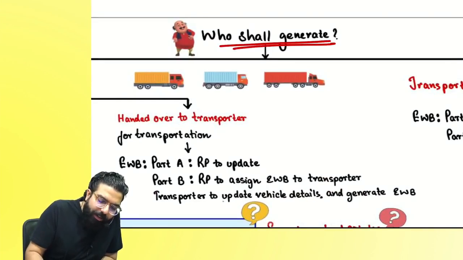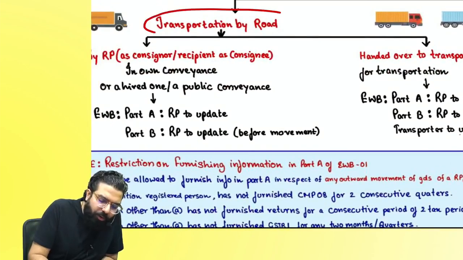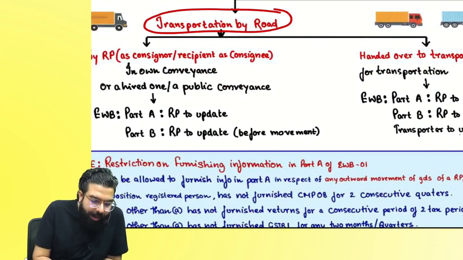Sir, who will generate the e-way bill? Always remember, if the goods are being transported by road, then the consignor or the recipient as consignee.